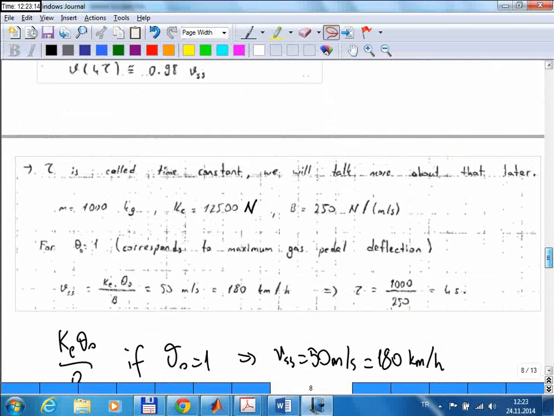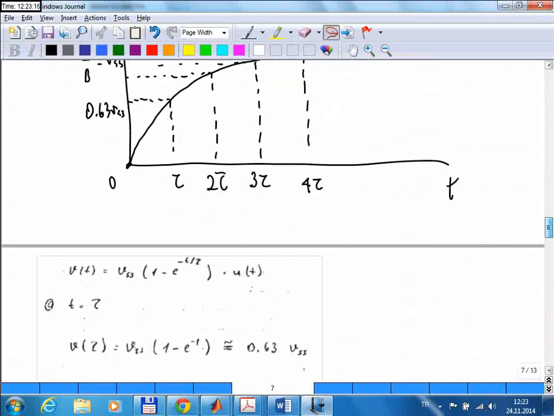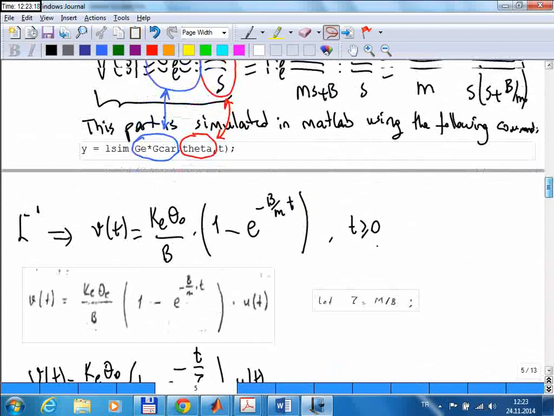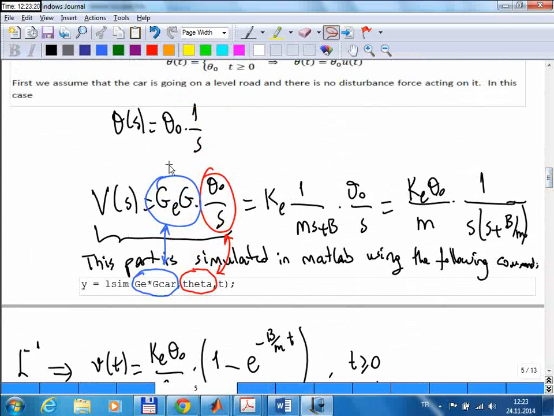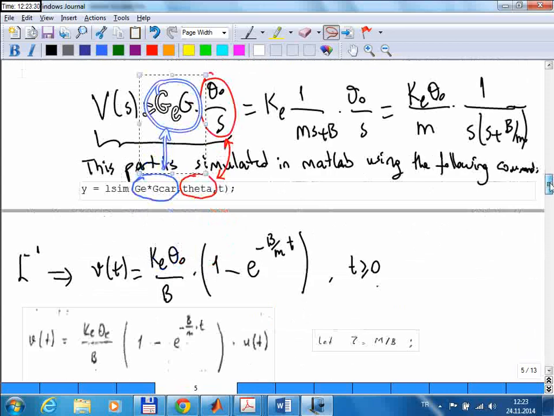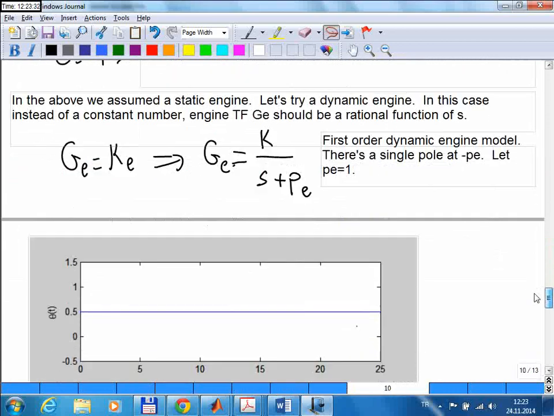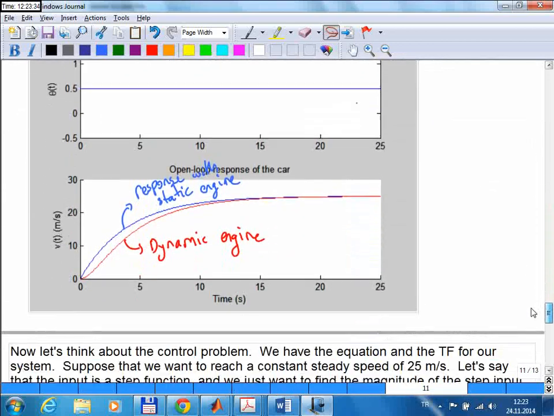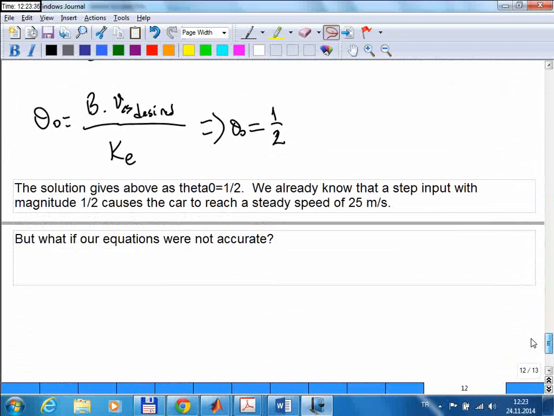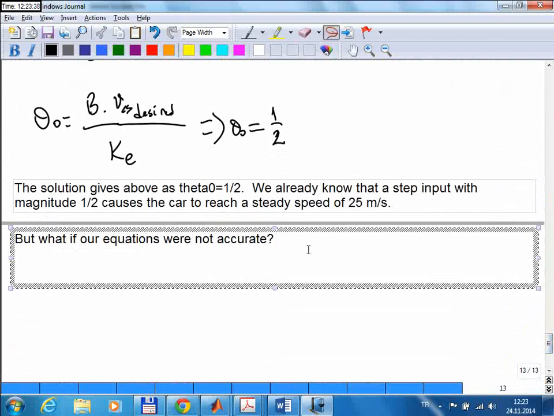So what I do here is I know that the car transfer function is given by this GE times G, and based on this equation I find the input magnitude I should give to the car. Okay, and this was 1 over 2. But I'm trying to show you that this is not a good way of controlling a system. And to convince you of that, I want to show you this case, the case where the equations were not correct.